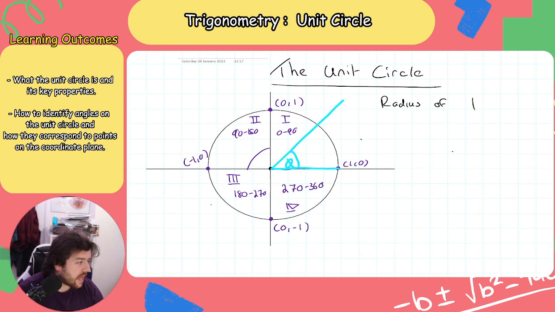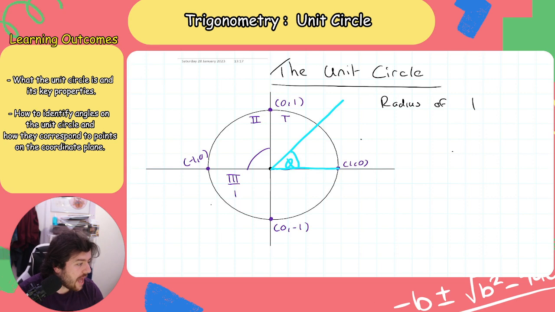So you're probably thinking, whoop-de-doo, that's fine. What's that got to do with anything? I'm so glad you asked. Well, we can apply the special property to the unit circle.